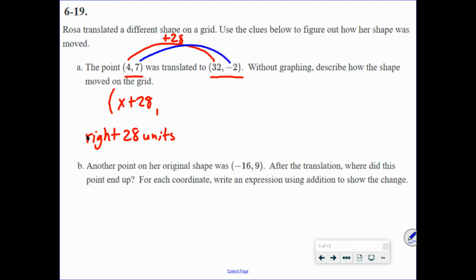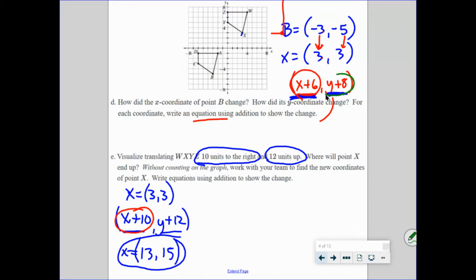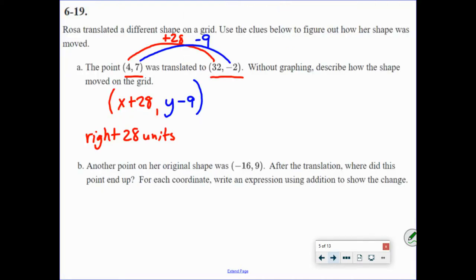And then, what did I do to y? Y went from 7 to negative 2. That went down 9, right? From 7 to negative 2 is minus 9. So it'd be y minus 9. Now, looking at my examples over here, when I added to y, it moved it up, didn't it? So when I subtract from y, we can assume that it must be moving it down. So it went down 9 units. And that is my answer. So from (4, 7) to (32, -2) was 28 units to the right and down 9 units.